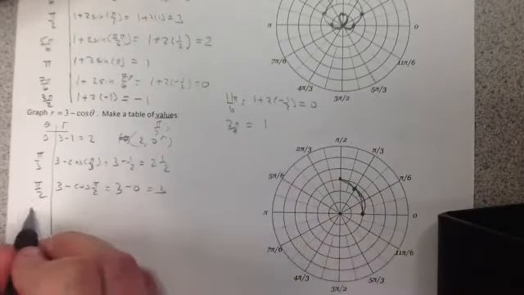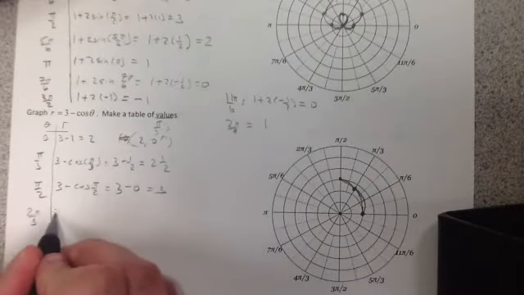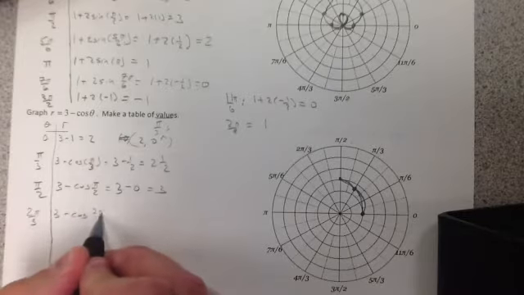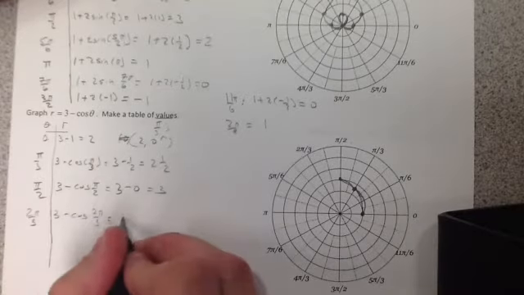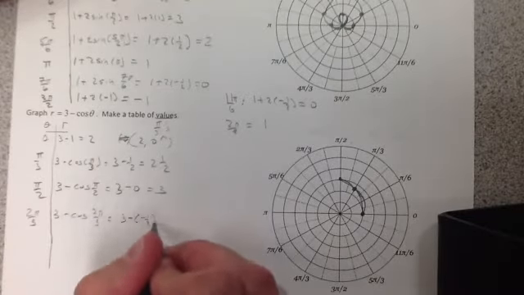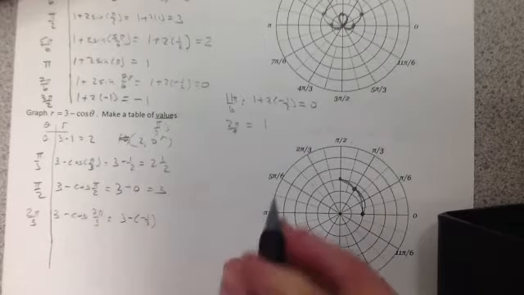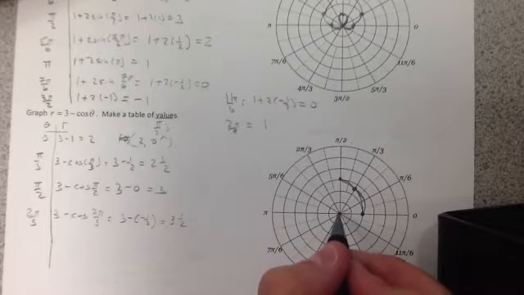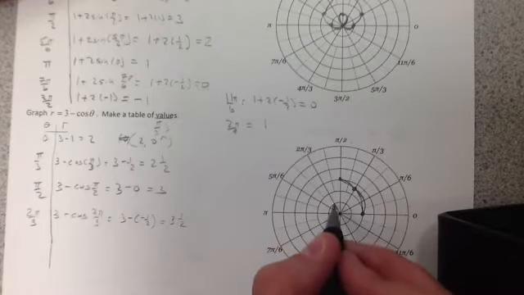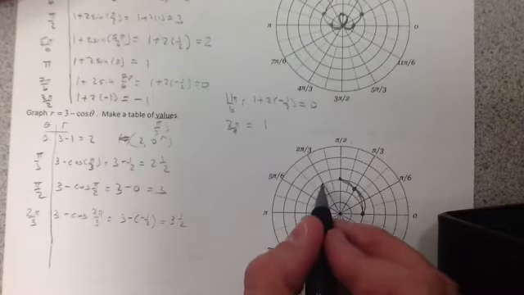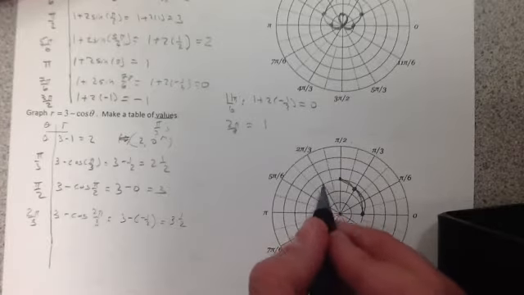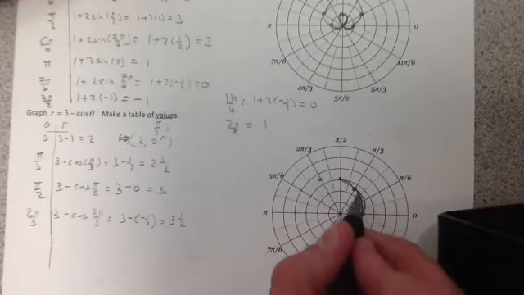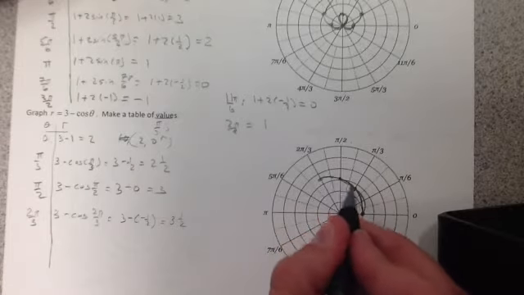Next, my next pi over 3, 2 pi over 3. So I go 3 minus the cosine of 2 pi over 3. Cosine's negative. This is 3 minus a negative a half. So what happens here? This gives me 3.5. So at 2 pi over 3, go up 1, 2, 3.5. So it's still kind of getting bigger. Look at that.